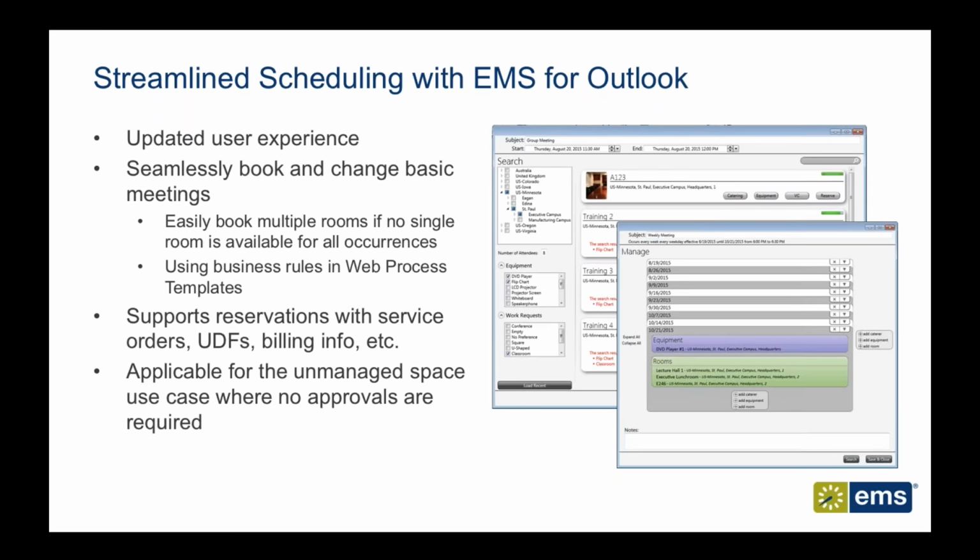With our updates here to EMS for Outlook, we're really creating a streamlined scheduling process for everyday users. It's an updated user experience, and it really helps enable end users to be able to book and change basic meetings. As you'll see in the demonstration, if for some reason, let's say you have a daily meeting that you would like to have at the same time every day in the same room, if there's a conflict, it'll actually recommend alternative spaces to move into or to use. These are also based upon your business rules that have been set up in the web process templates. It's really applicable for the unmanaged space use case where no approvals are necessary, and it does support reservations with service orders, your user-defined fields, billing information, and so on and so forth.